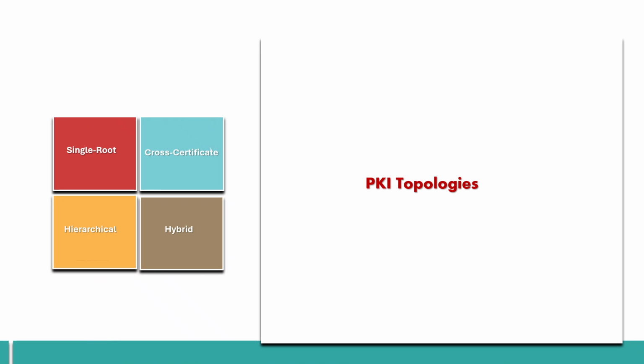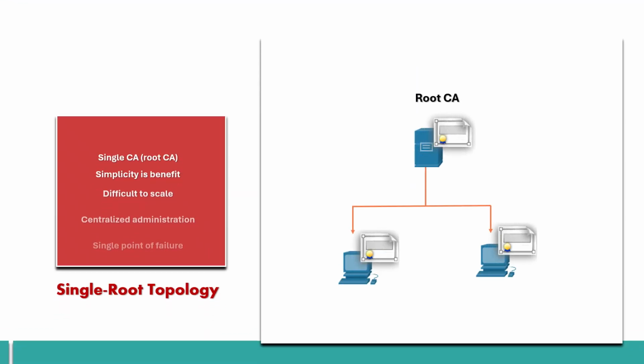PKI topologies include single root, cross-certificate, hierarchical, and hybrid. In a single root topology, there is only one CA called root CA. It's simple to use, however difficult to scale. It has centralized administration and single point of failure.